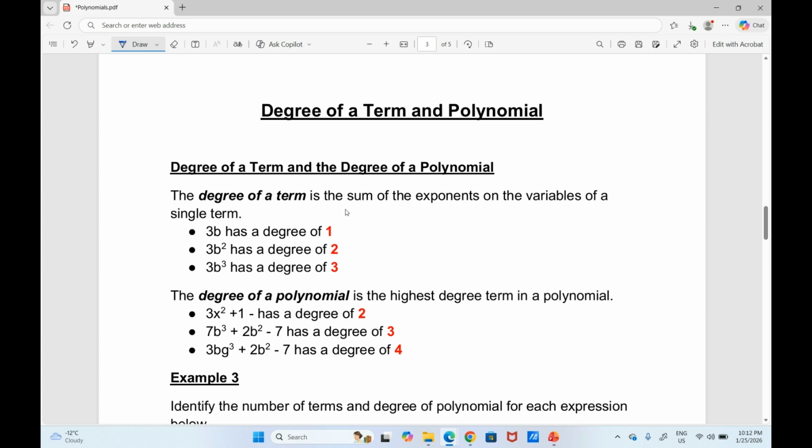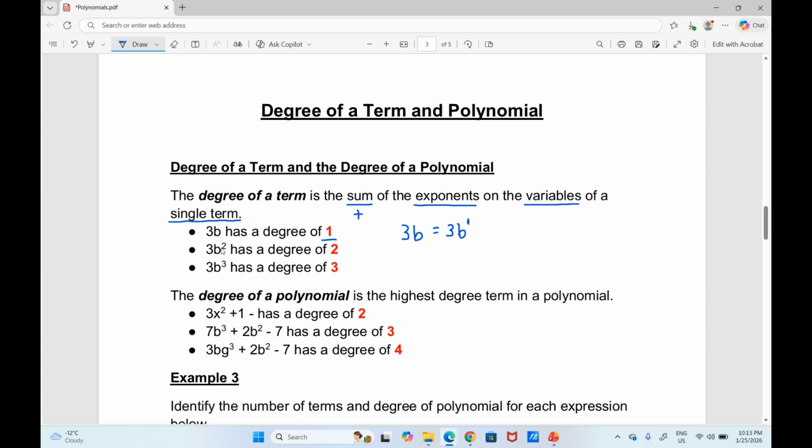The degree of a term is defined as the sum, meaning when you add everything together, of the exponents on the variables of a single term, and the keyword is a single term. Notice how 3b is a single term. For 3b, the sum of the exponents, remember 3b can be equal to 3b to the power of 1. Hence, the degree of my term here is going to be equal to 1.